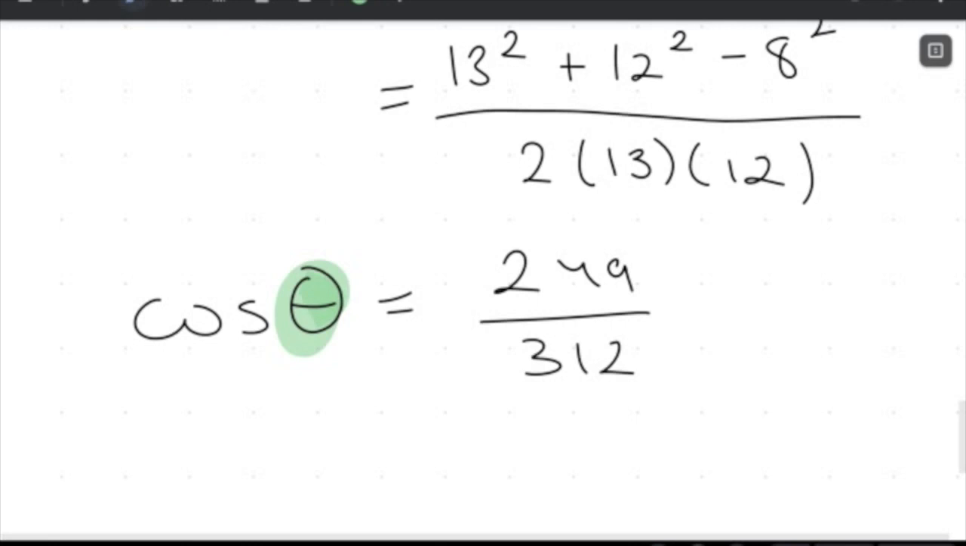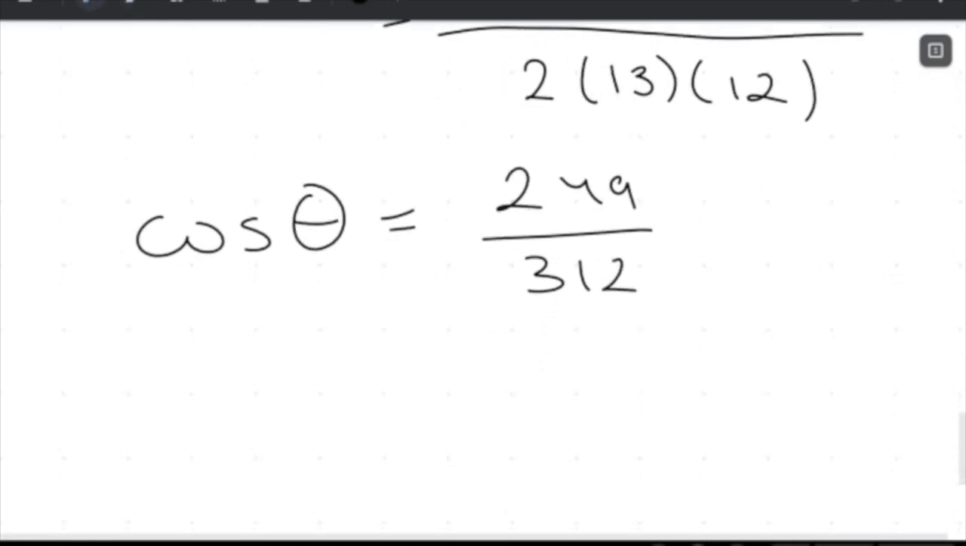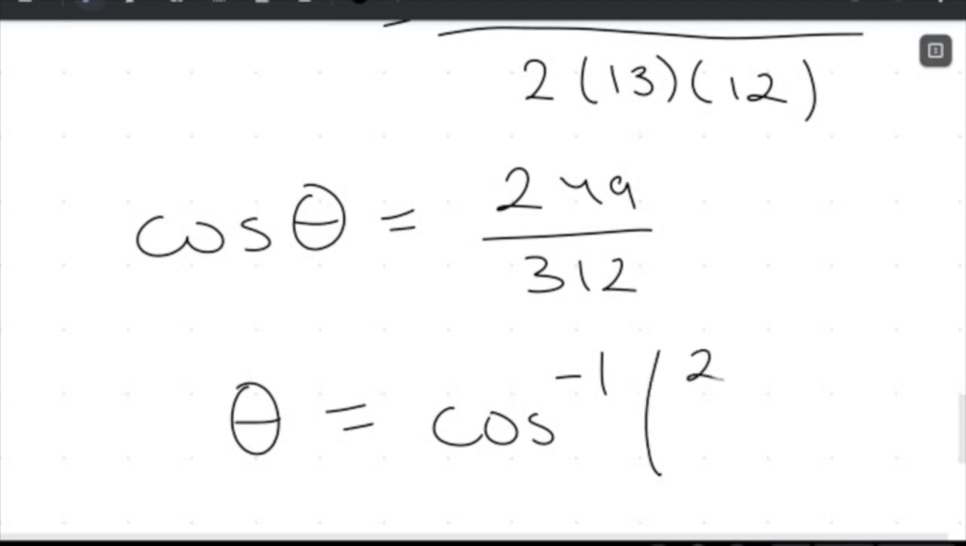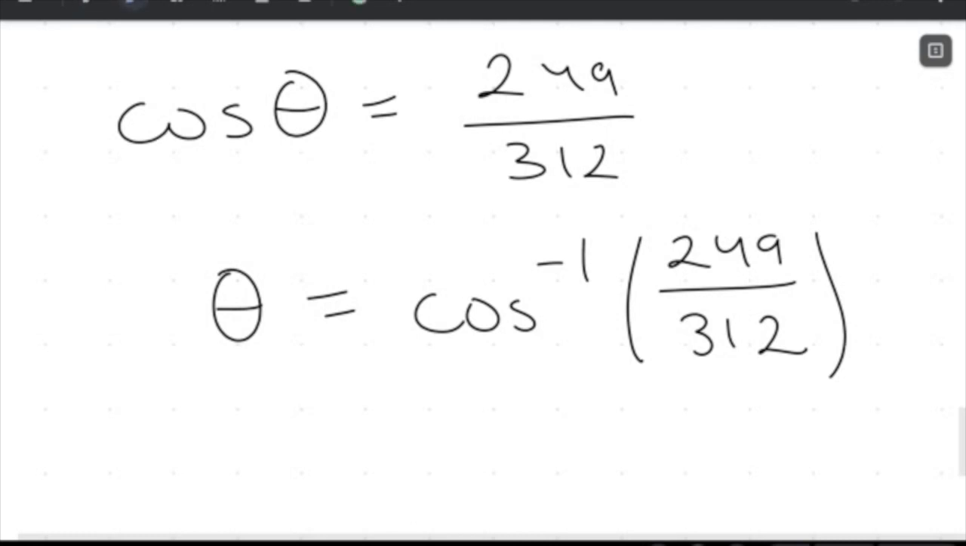And the last thing I want to do, because cos theta is equal to this, is get to theta. So like we did with the right angle trig, I can isolate my theta, my angle, by taking the inverse sine of both sides. That gives me theta on its own. Oh, sorry, not the inverse sine, the inverse cosine. I'm taking the inverse cosine of 249 over 312. So by doing this, I can isolate my angle. I can find what this value of theta is going to be.